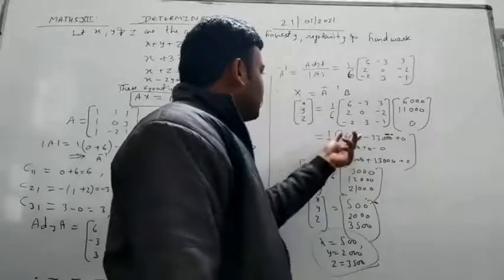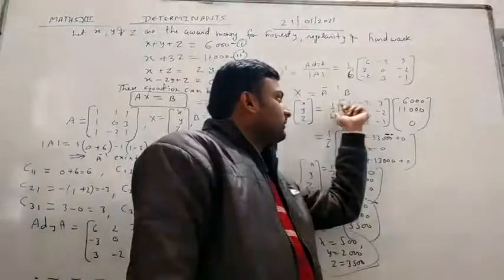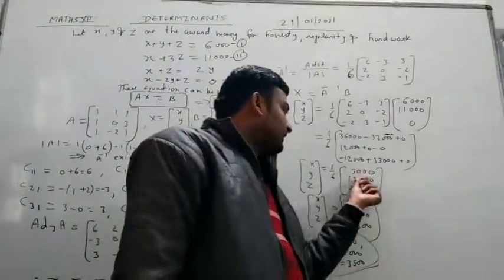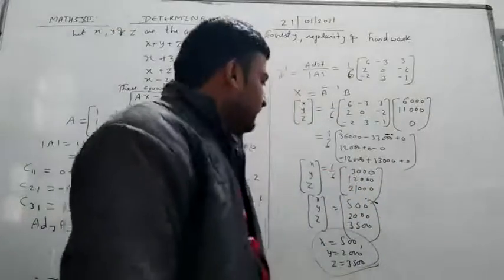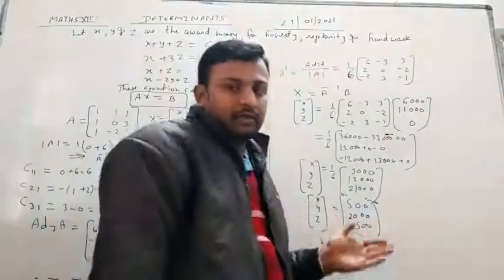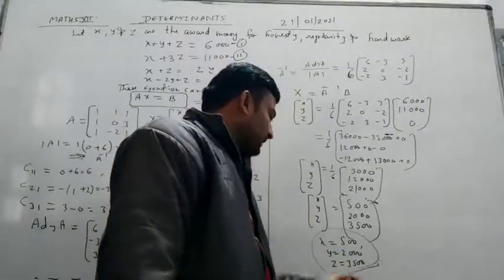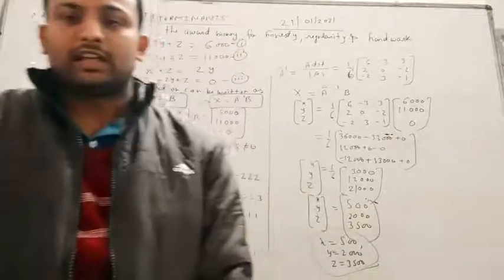Now 1 by 6, this is 36,000, and when we multiply this, we get this result, and after subtracting we get this. This is 1 by 6. When we multiply inside, we get 500, 2000, 3500. So when we compare this, we get X is 500, Y is 2000, Z is 3500. Okay student, I hope you understand.